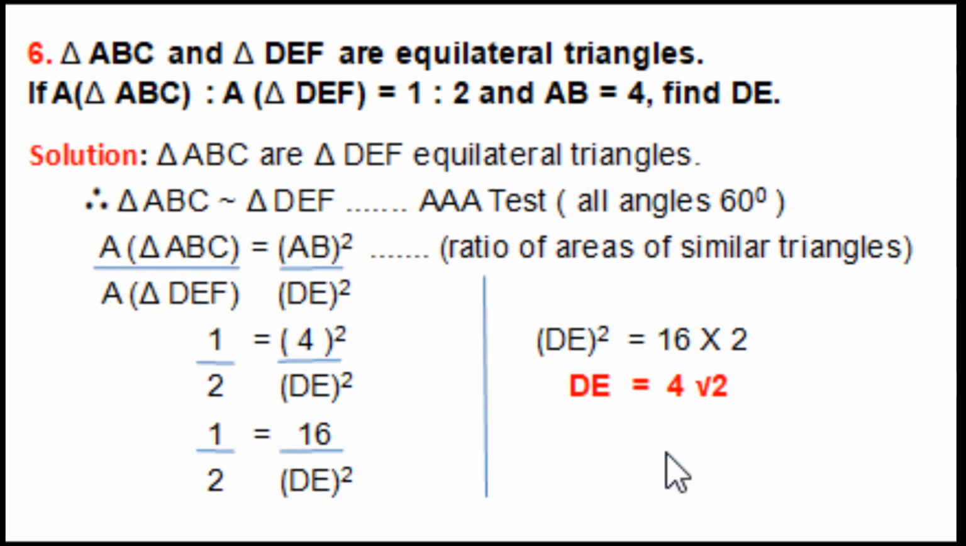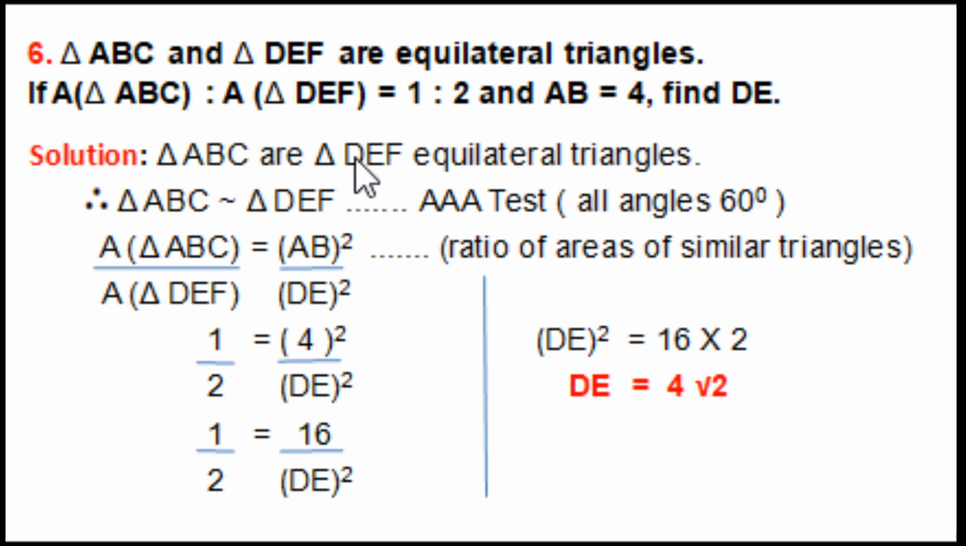And then question number 6. Triangle ABC and triangle DEF are equilateral triangles, and if area of triangle ABC upon area of triangle DEF is equal to 1:2 or 1/2. We have given AB is 4, then we have to find out DE. So what is the solution? Triangle ABC and, it should be and, some typing mistake.